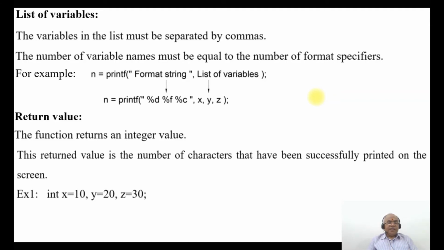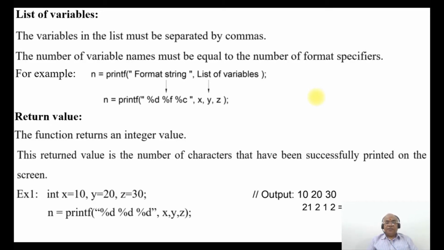For example, consider int x is equal to 10, y is equal to 20 and z is equal to 30, and n is equal to printf of %d %d %d, close the quotes, and comma x, y, z, close the brackets, with a semicolon. So what is going to be the output? The output is 10, 20, 30.